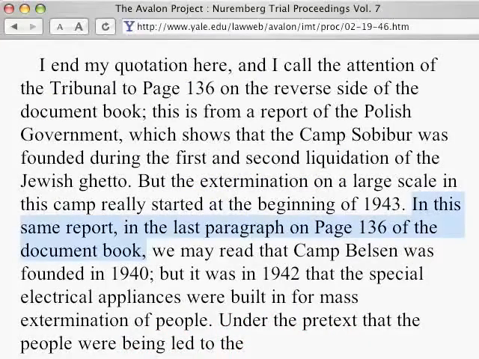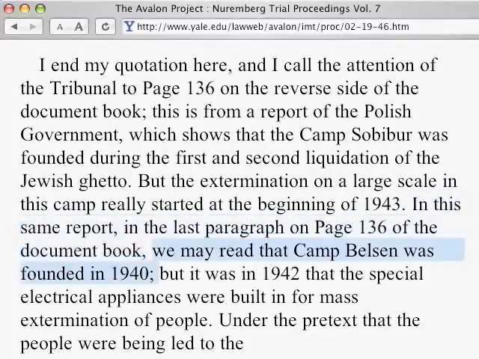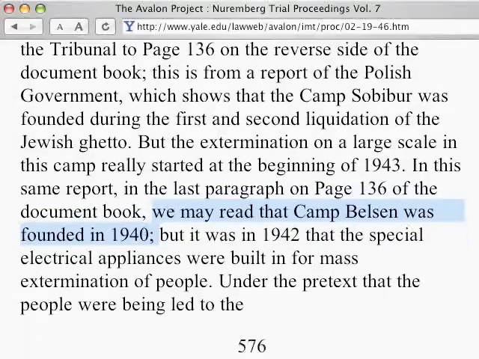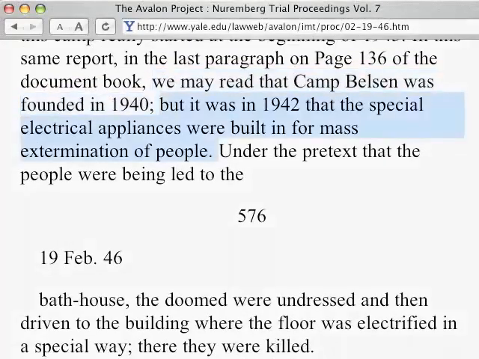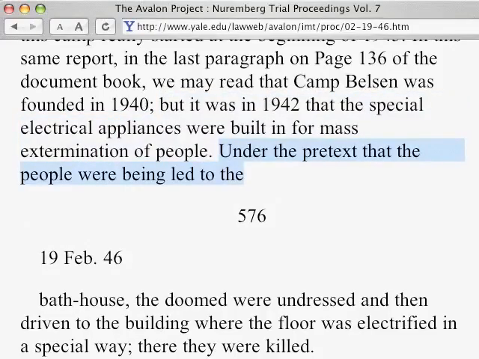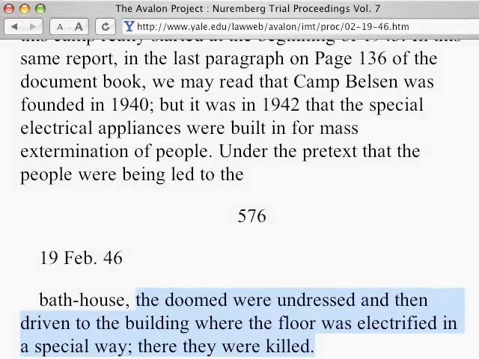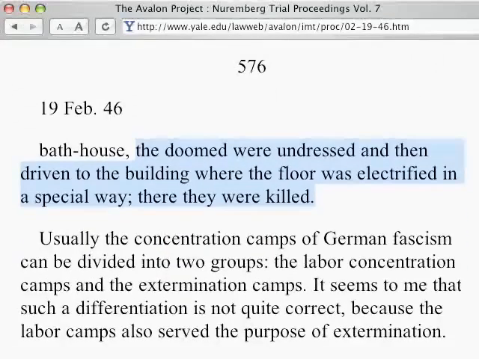Smirnov says, "In this same report, in the last paragraph on page 136 of the document book, we may read that Camp Belsen was founded in 1940, but it was in 1942 that the special electrical appliances were built in for mass extermination of people. Under the pretext that the people were being led to the bathhouse, the doomed were undressed and then driven to the building where the floor was electrified in a special way. There they were killed."